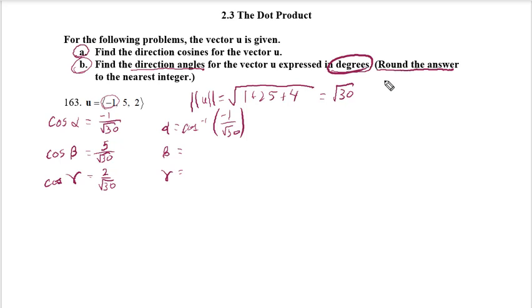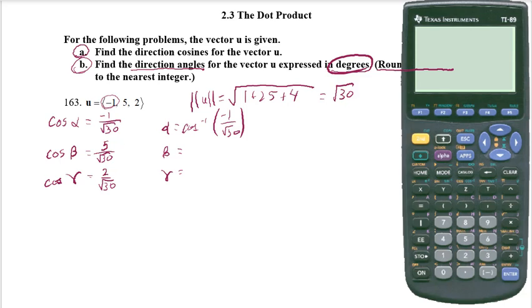So let me show you on the calculator. Here's what we want to do. I want to put my calculator in degree mode. Right here it says radians. To put it in degree mode, I go to the mode button, go down to where it says angle, put the right arrow, select degree, and enter to save it. So now whatever calculations I do come out in degrees.